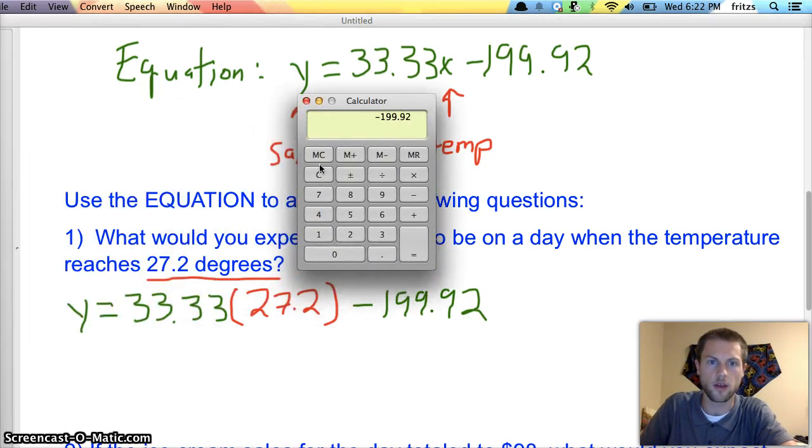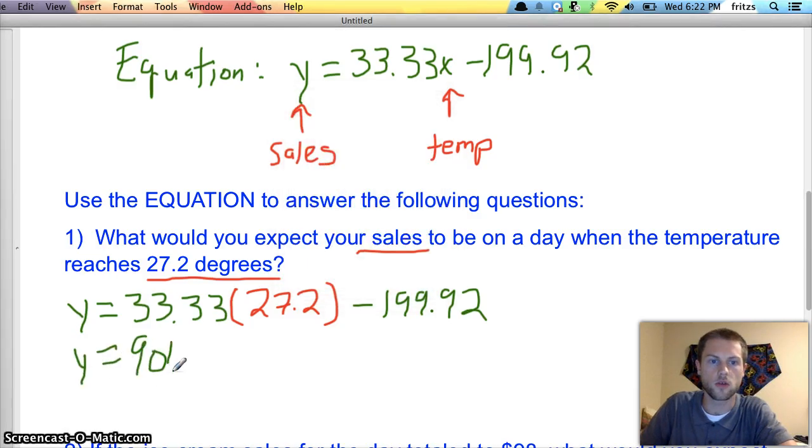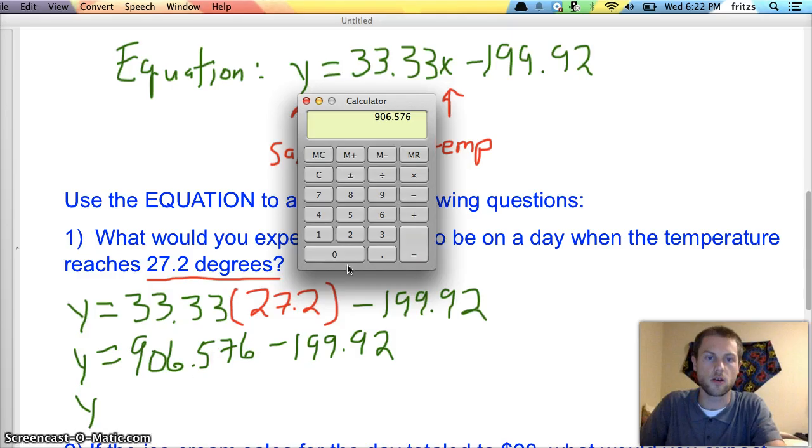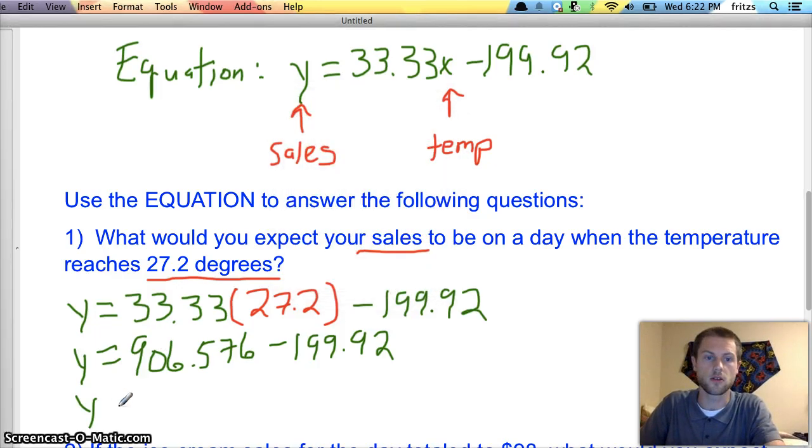All right, so let's crunch these numbers here. I've got a calculator handy, and 33.33 times 27.2 gives me 906.576. So y equals 906.576. Make sure I got that right. Yep. Minus 199.92. Okay, one last number crunch here. Minus 199.92. So I get 706, and we're dealing with money here, so let's round to the nearest cent. So 706.66.